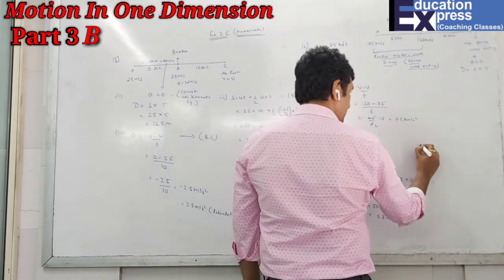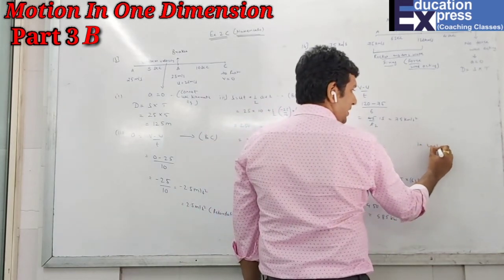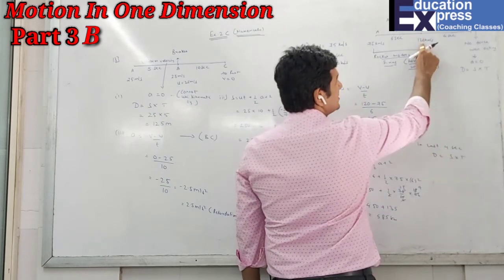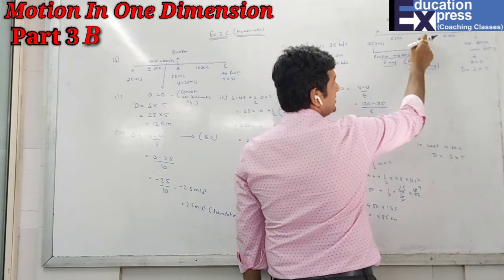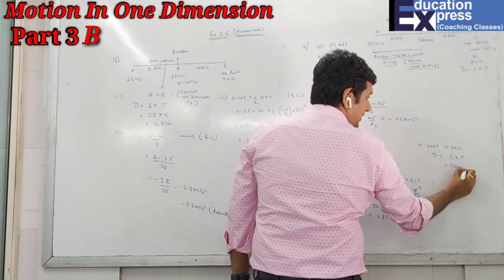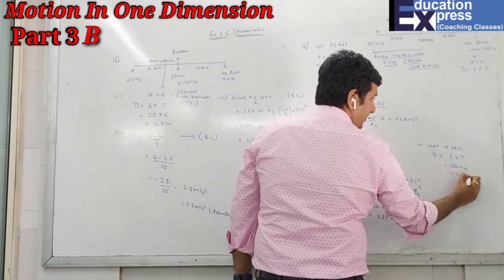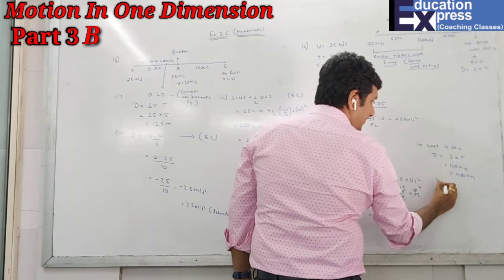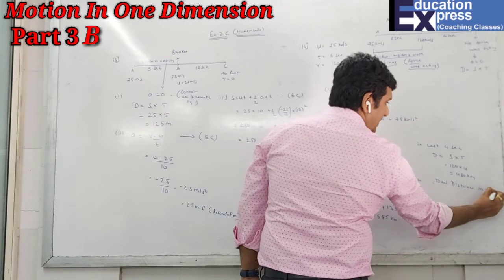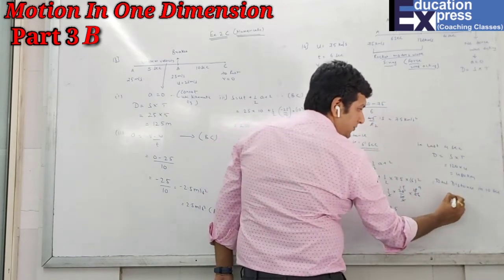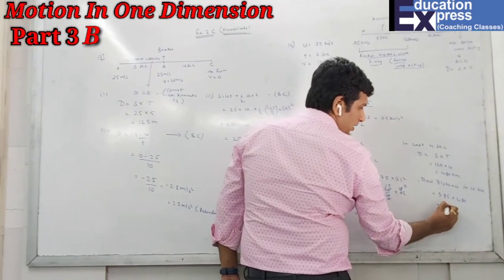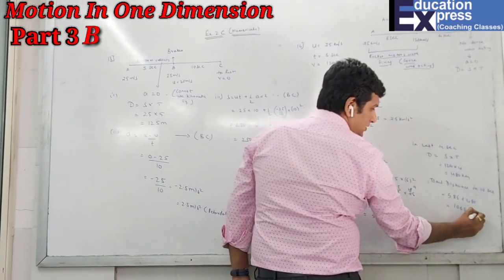Then in the last 4 seconds, the distance will be speed into time. The speed will be obviously throughout what the final velocity got, 120. That means now the body moved at 120 only for 4 seconds. So the total distance in 10 seconds will be 585 plus 480, that is 1065 kilometers.